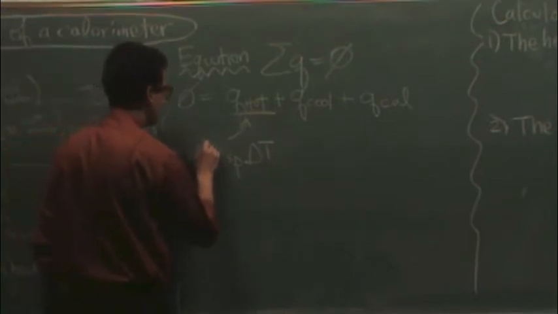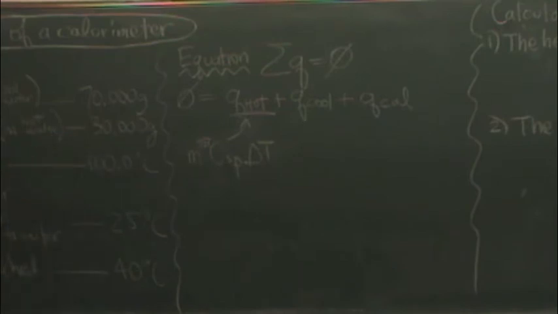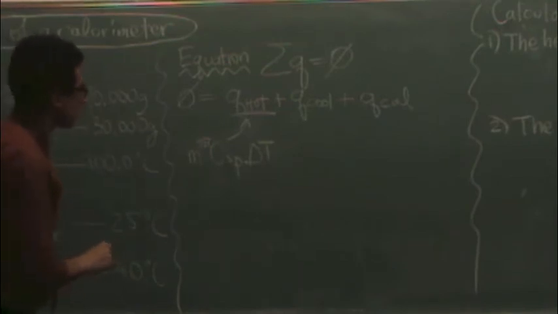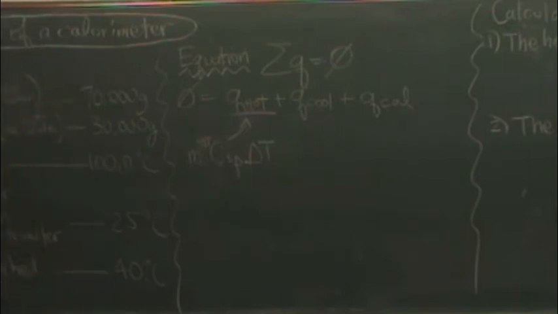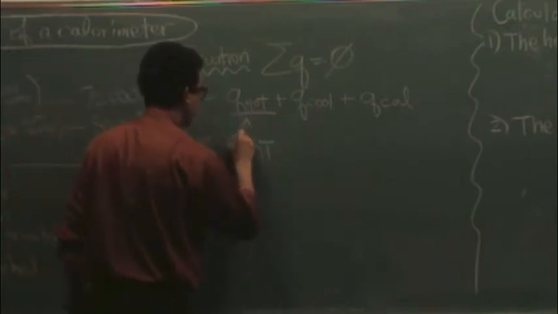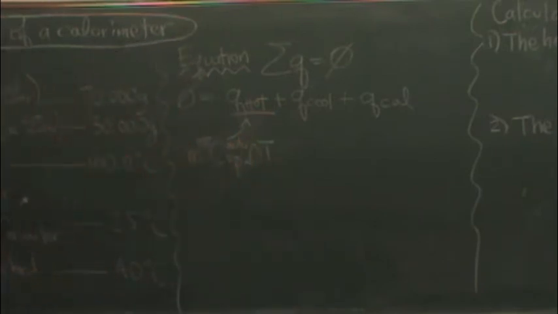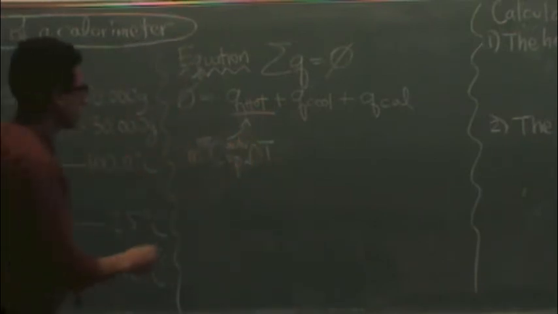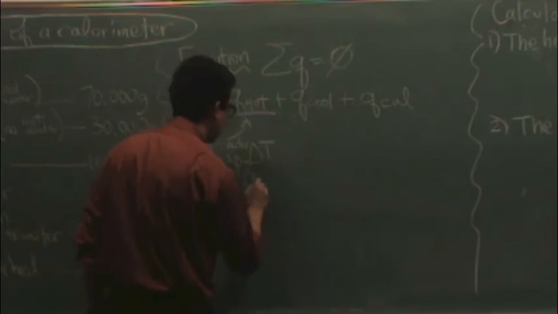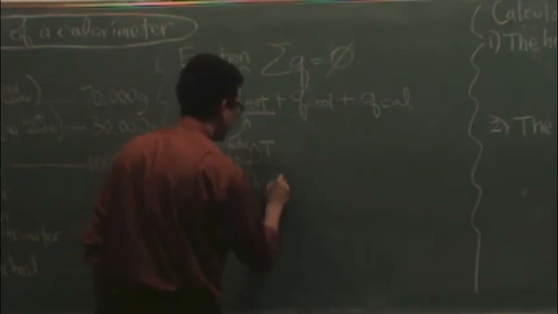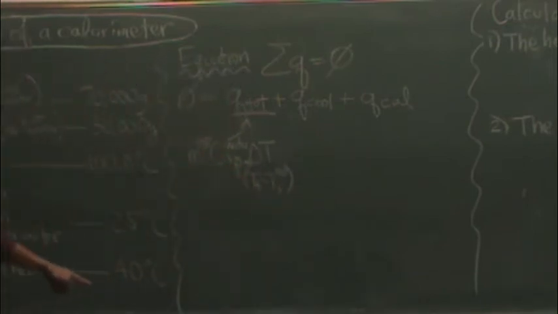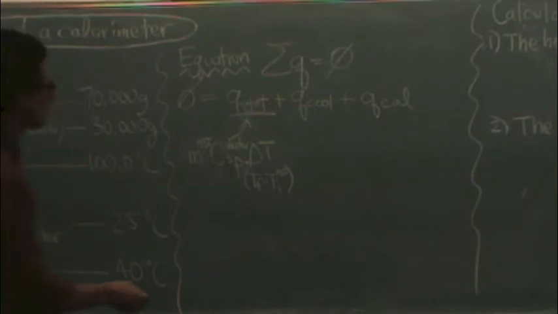This mass is going to be the mass of the hot water, which we just collected. It's 30 in our case. You're going to have CSP, that's for water. And then you're going to have the delta T. So that'll be T final minus T initial for the hot water. The T final in our case will be 40, and the T initial for the hot water will be right at 100. And then let's take a look at the other ones. Q cool.